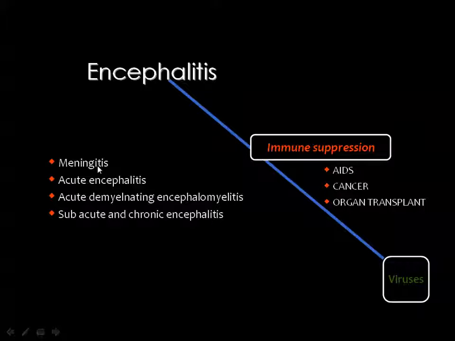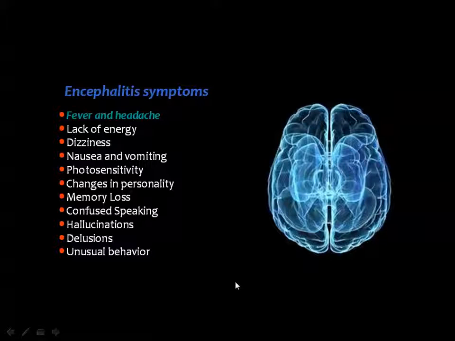Number one, affection of the meninges will lead to meningitis. Affection of the brain parenchyma leads to encephalitis. And some forms of encephalitis are the ADEM, which is acute demyelinating encephalomyelitis, and the subacute and the chronic encephalitis.